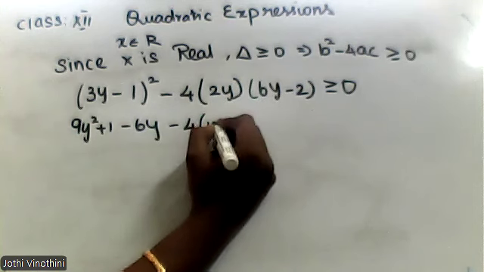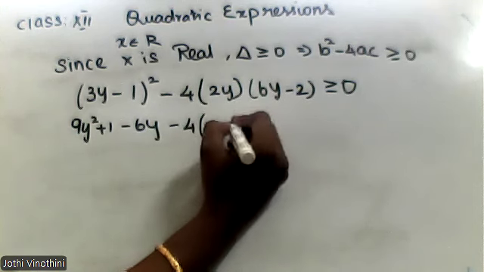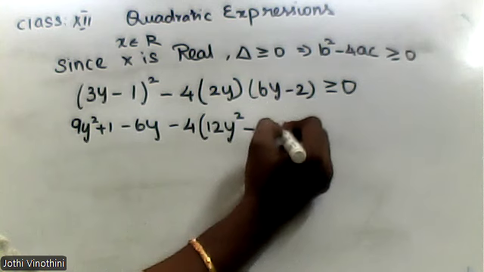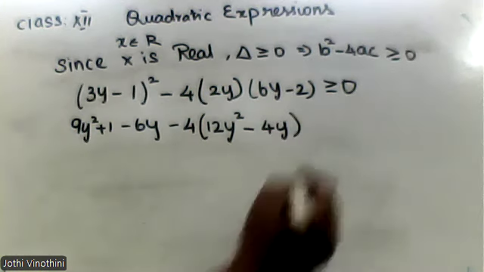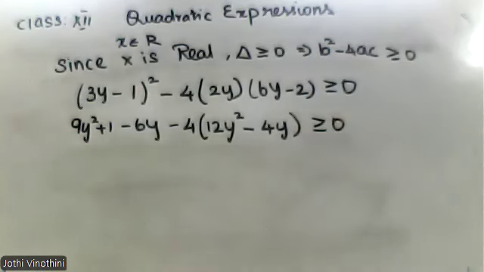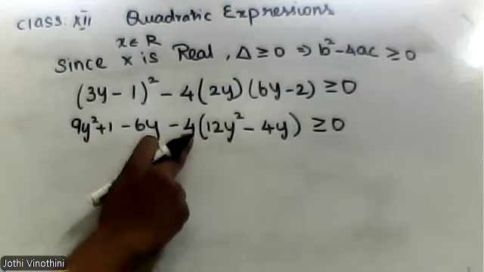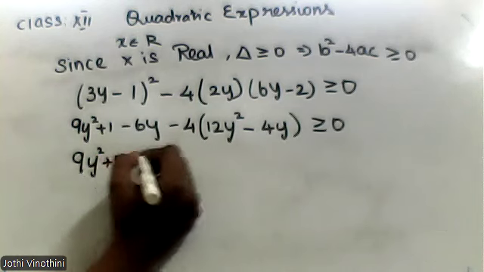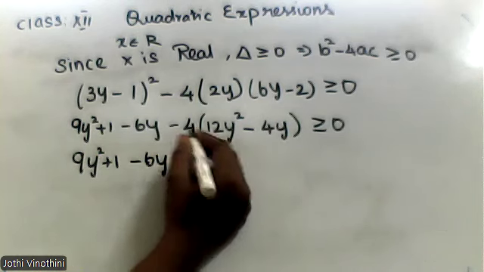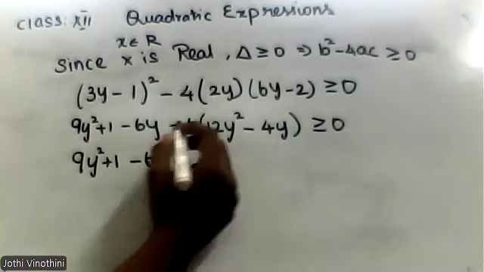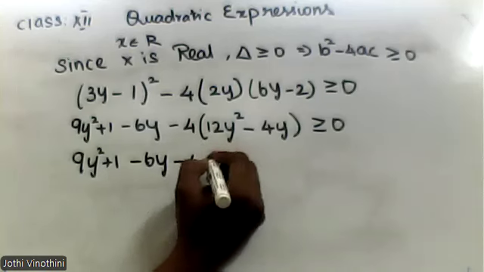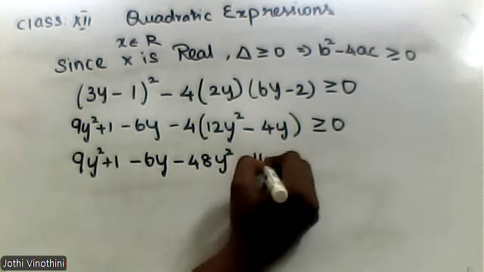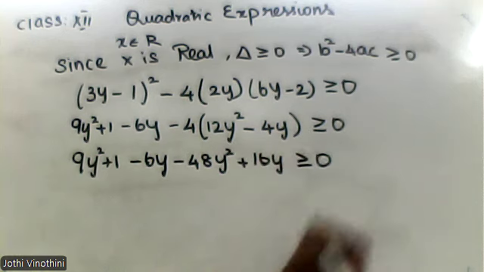So 2 into 6 becomes 12. y into y becomes y squared, minus 2 2s are 4 and 2 multiplied by y is 4y, right? So now I am going to multiply 4 with these elements. So it becomes 9y squared plus 1 minus 6y minus 48, right? Y squared, minus into minus will be plus 16y, greater than or equal to 0.